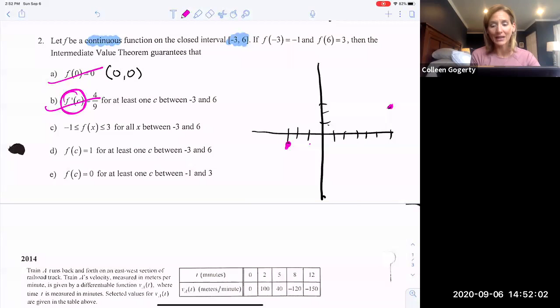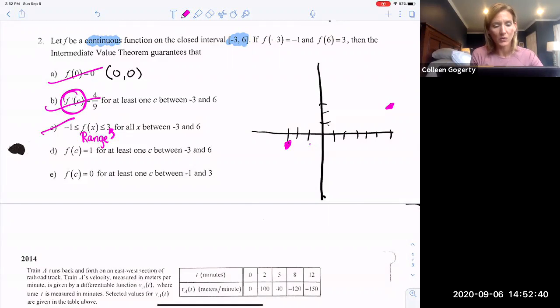So f of x has to be between -1 and 3 for all values from -3 to 6. Okay, what this is telling us right now is that the range must be -1 to 3. Well, everyone, I just gave you how many different graphs where I don't know what has to be happening in this middle here. There are so many different options of connecting the first point to the second point. I can't guarantee that the range has to be between -1 and 3. Okay, so let's go to D.